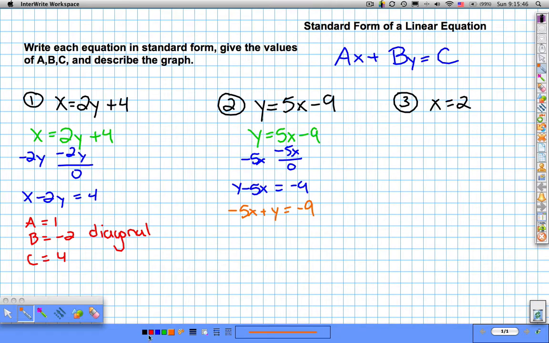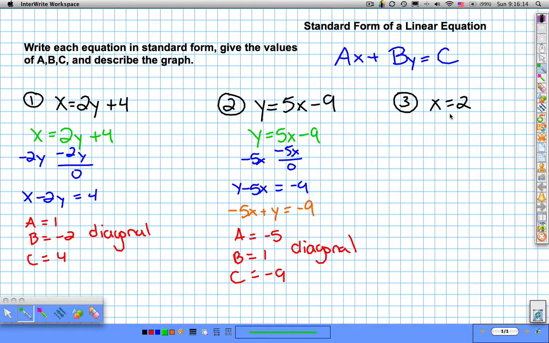Now I am in standard form and I can identify my ABCs. This time the coefficient in front of x, which is a, is negative 5. My coefficient in front of y is 1, which is b, and our c is negative 9. And again, since a and b are not 0, this is non-vertical, non-horizontal, therefore it is diagonal. Now let's go ahead and look at our last one here.